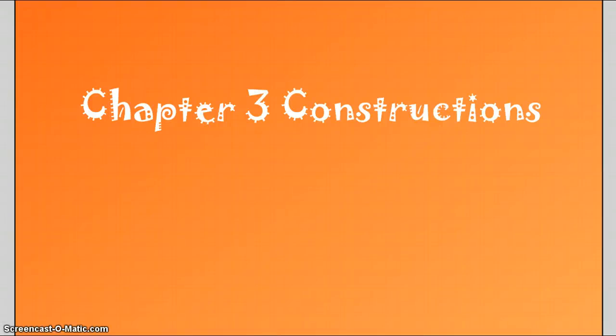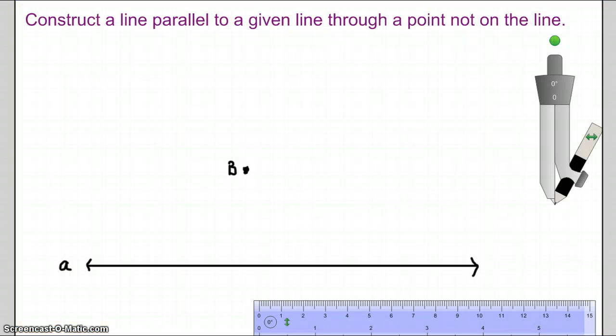Hi everyone, this video reviews the 3 constructions we did in Chapter 3 in regards to parallel and perpendicular lines. Okay, the first construction we did said to construct a line that's parallel to a given line through a point that's not on the line.